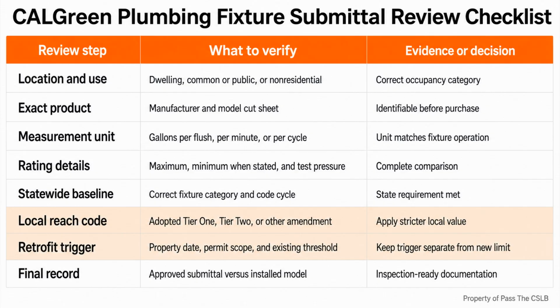The deeper pattern is supervision through distinctions. Flush volume is not flow rate. Residential is not non-residential. An existing fixture trigger is not a new installation ceiling. Statewide baseline is not necessarily the local requirement. One efficient showerhead is not proof that a multi-outlet configuration is compliant. When I keep those distinctions separate, the numbers stop feeling like an unrelated pile.